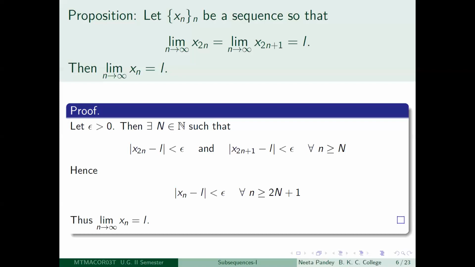So if the even terms of the sequence converge to L, and the odd terms of the sequence converge to L, then the sequence must converge to the same limit. Notice, this is important, and we have seen examples where the original sequence did not converge and the odd term sequence and even term sequence both converged. So there should be no confusion. If the subsequence consisting of even terms and the subsequence consisting of odd terms both converge to the same limit, then the original sequence will also be convergent and will converge to the same limit. Okay.